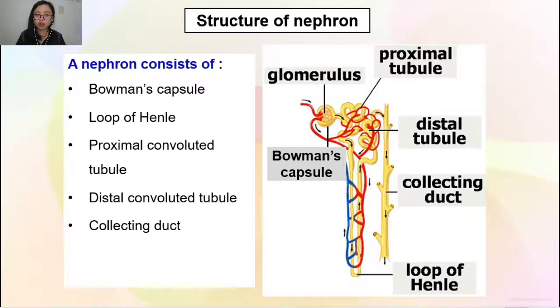So the nephron will consist of a Bowman's capsule, a loop of Henle, a proximal convoluted tubule, a distal convoluted tubule, and a collecting duct. Nanti kita tengok ini satu-satu. Okay, so ini adalah contoh diagram yang biasa kita guna untuk tunjukkan nephron.